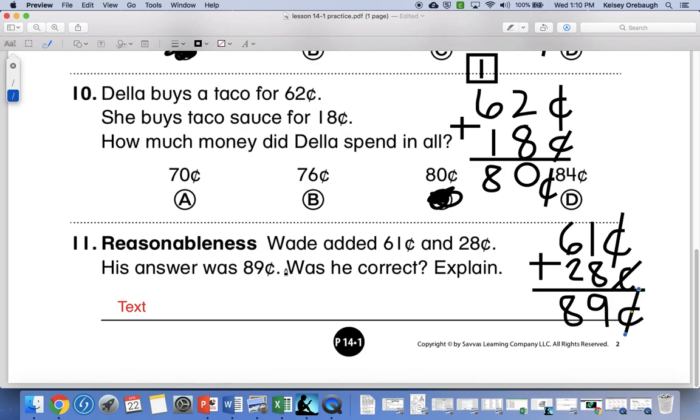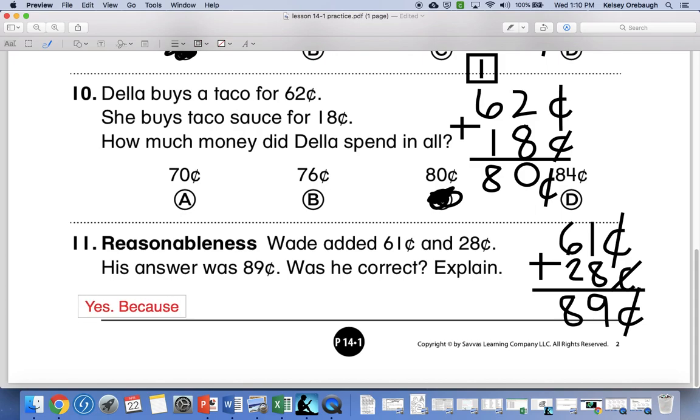That is the answer that Wade got when he added 61 cents plus 28 cents. We see here that his answer is correct. So I am going to say yes. It's also asking me to explain. Was Wade correct? Yes, he was correct.